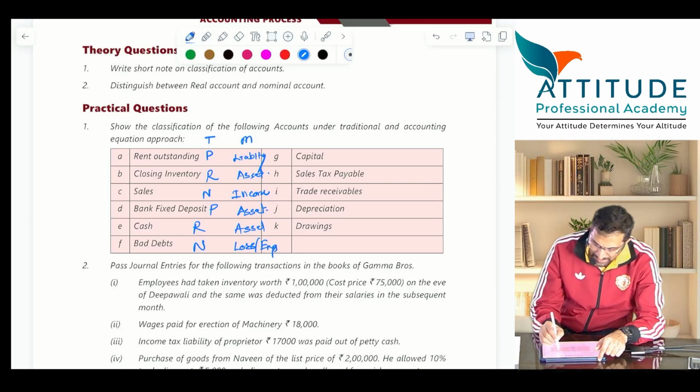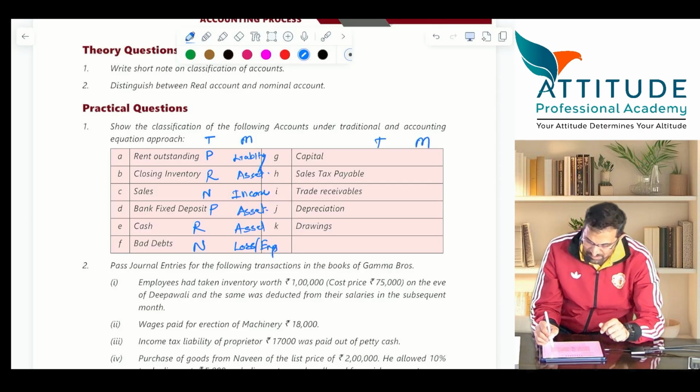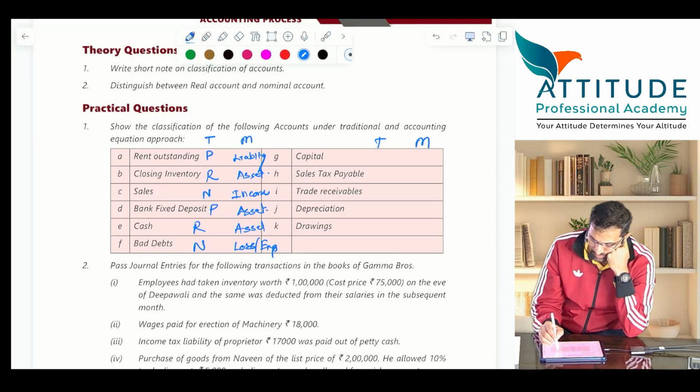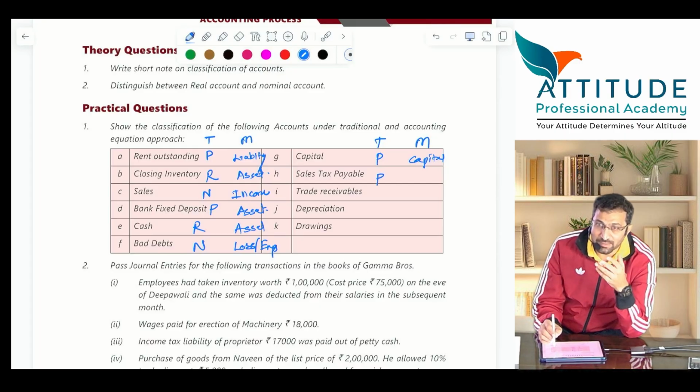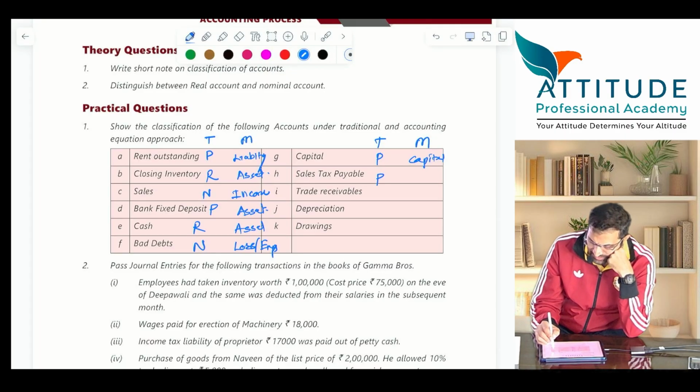Is that clear? Capital, traditional and modern: personal and capital. Correct? Sales tax payable, personal, because it is payable to some person. Payable, is that clear? And it is a liability. Correct? Trade receivable, personal, it is an asset. Depreciation, nominal, it's an expense. Drawings, personal, related to capital.